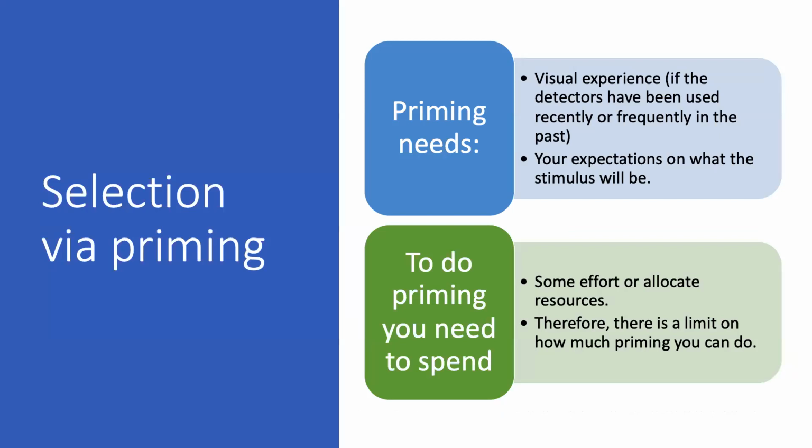Selection via priming. Priming needs two things: visual experience, if the detectors have been used recently or frequently in the past, and your expectations on what the stimulus will be. To repeat it, priming needs visual experience and your expectations on what the stimulus will be. To do priming, you need to spend some effort or allocate resources. Therefore, there is a limit on how much priming you can do.